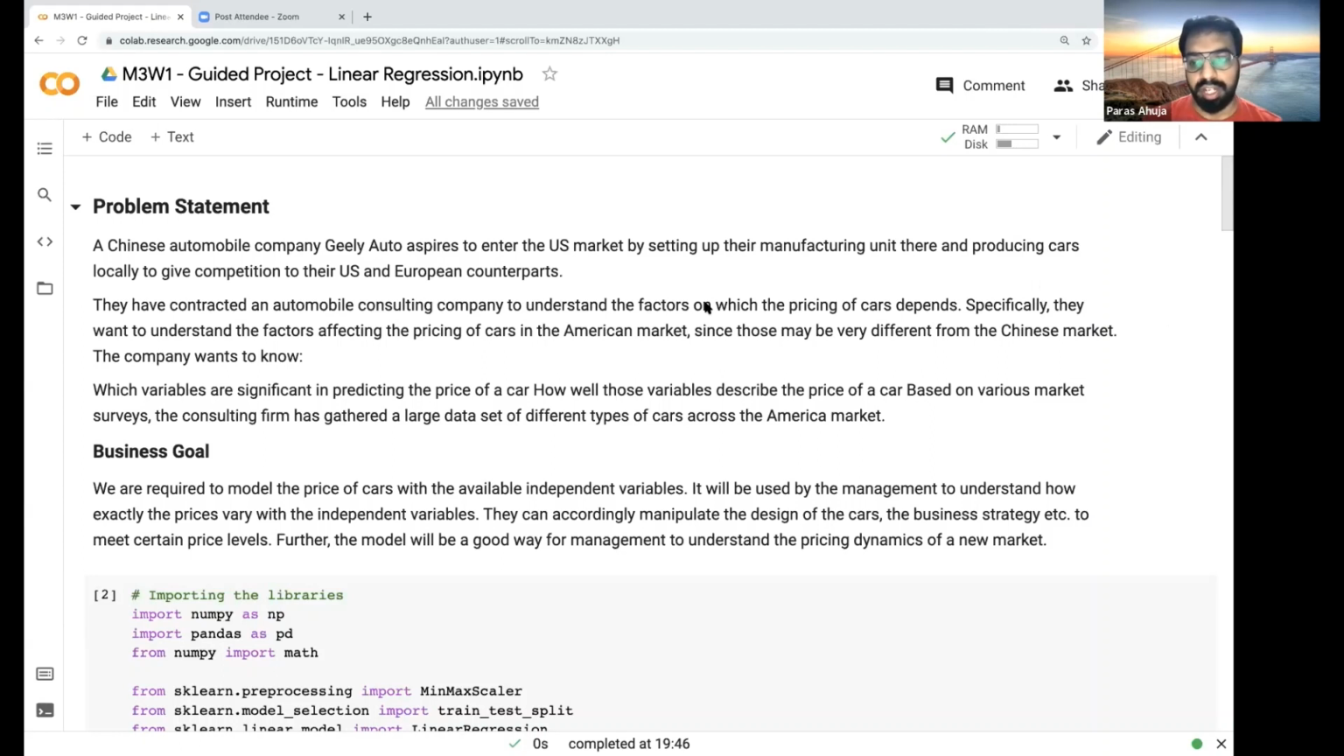I hope all of you are able to see my screen. Please go through this problem statement, then we'll discuss and get an idea.